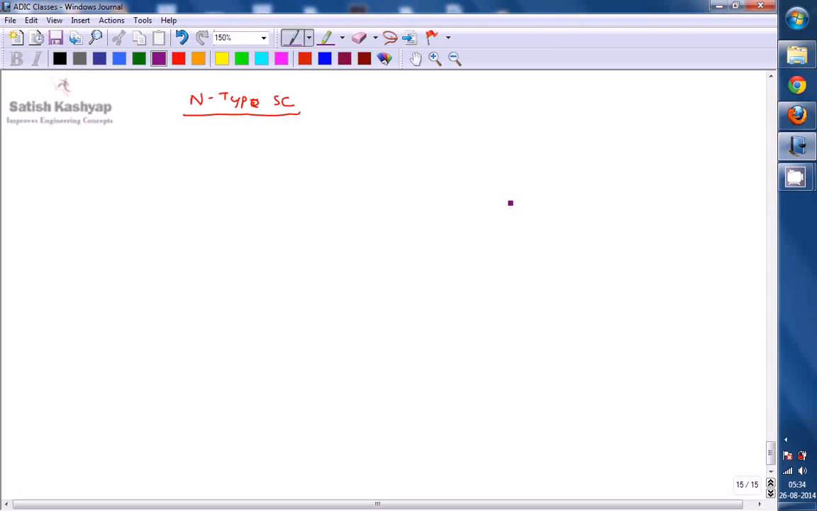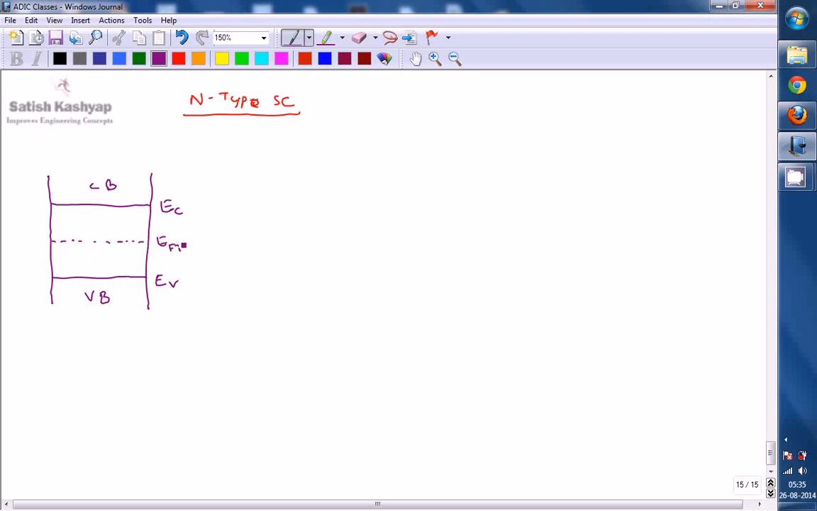Similarly, we can draw the n-type semiconductor energy band diagram. Again we will start from the intrinsic semiconductor. This is the energy band diagram of the intrinsic semiconductor: EC, and for the valence band, EV. EC is nothing but the lowest energy level of the conduction band, and EV is the highest energy level of the valence band. For the intrinsic semiconductor, the Fermi level will be in the middle, which indicates the number of free electrons in the conduction band is the same as the number of holes present in the valence band.